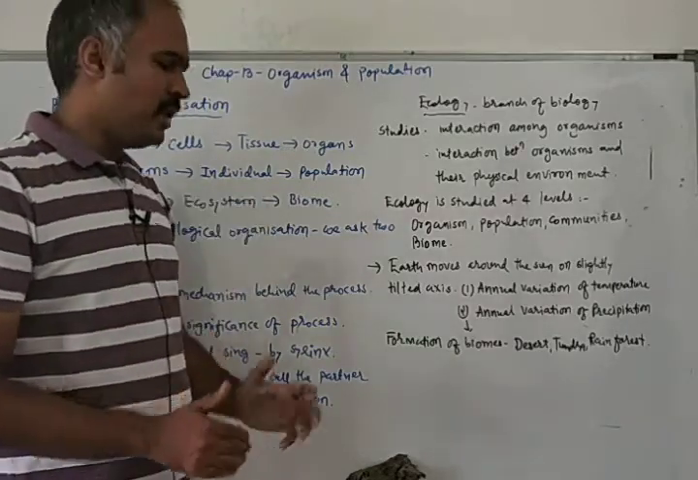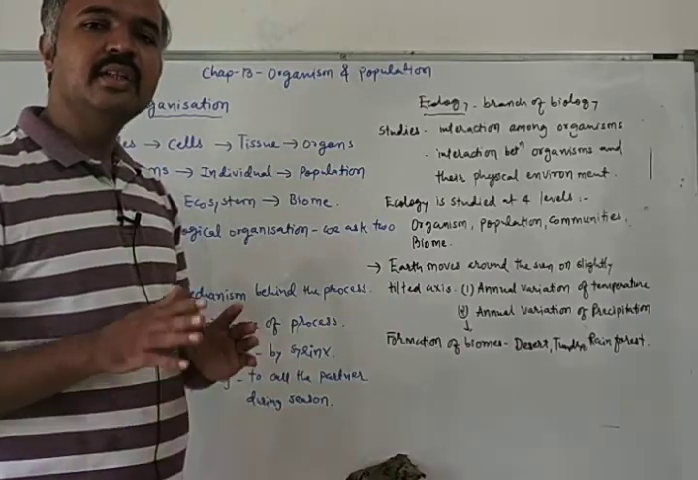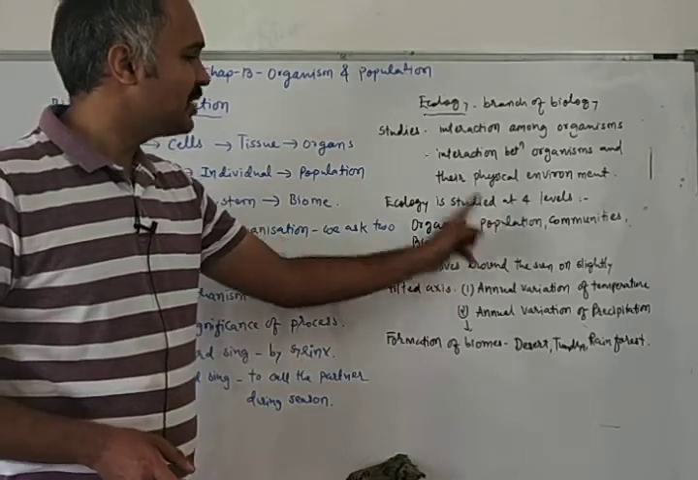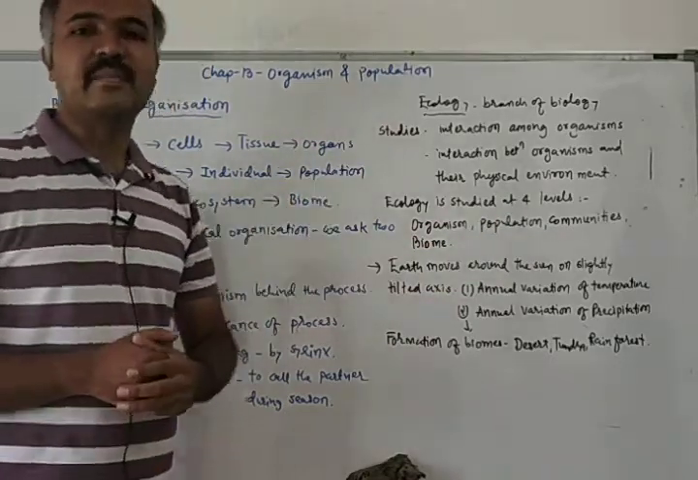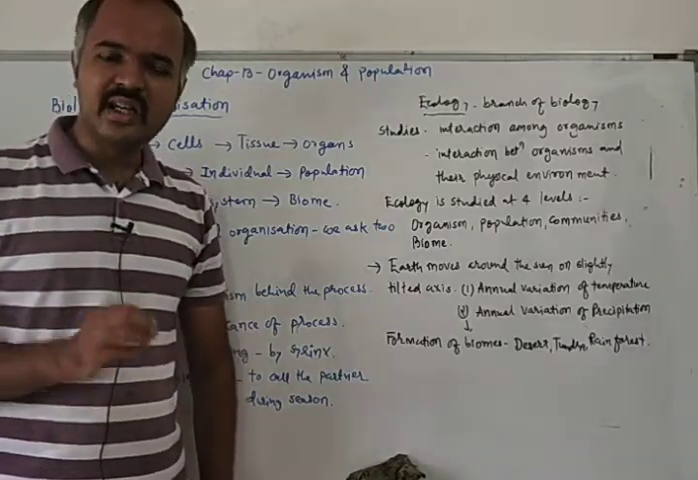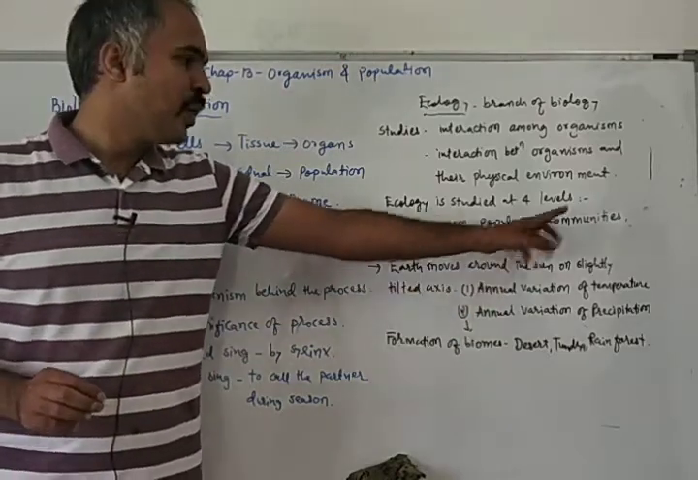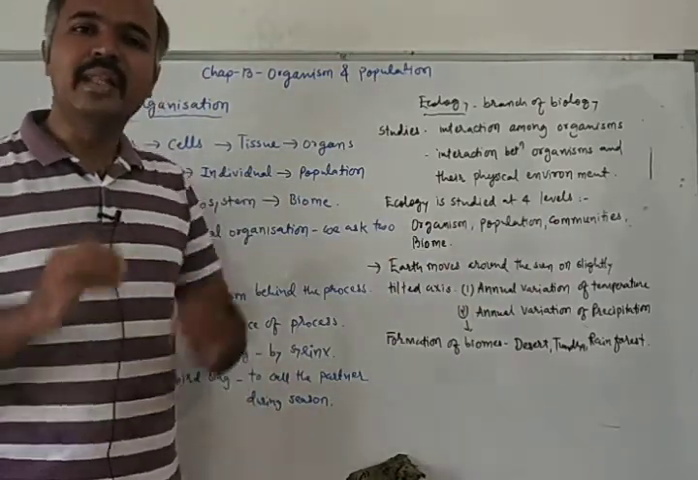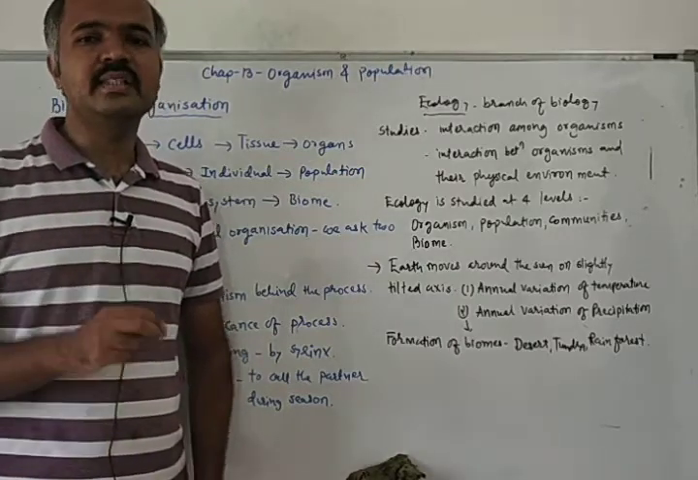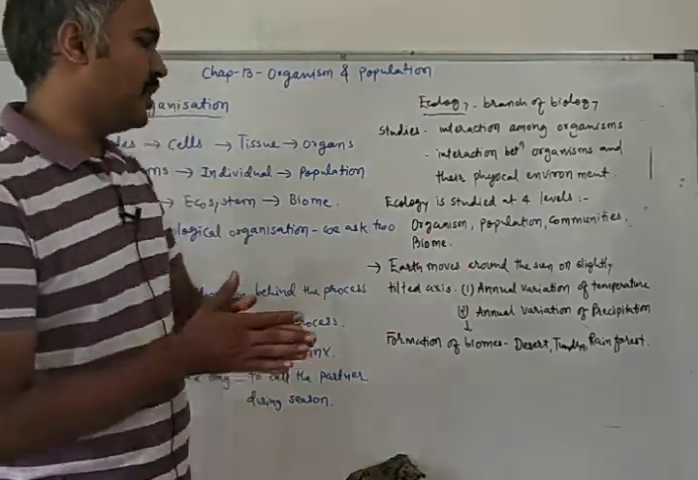But in this chapter, we will study ecology only at 2 levels, and these levels are organism and population, and that's why the name of the chapter is organism and population. Generally ecology is studied at 4 levels, but in this chapter we are going to study it only at 2 levels: the organismic level and the population level.